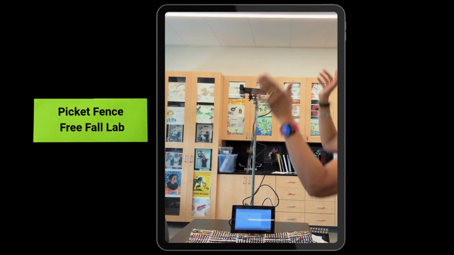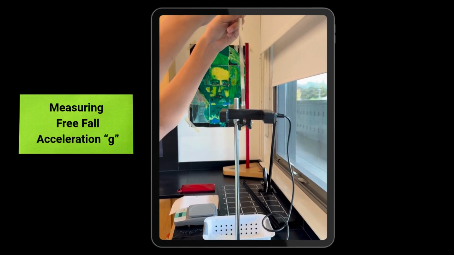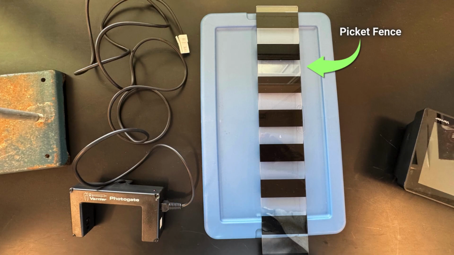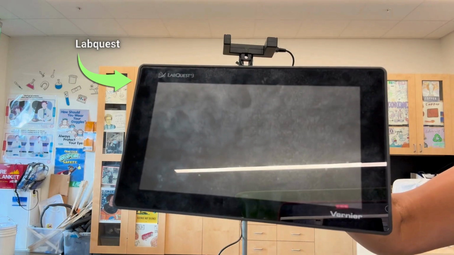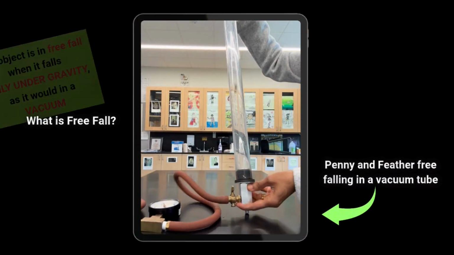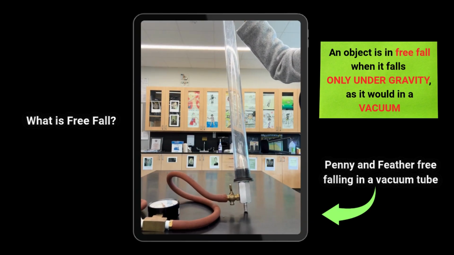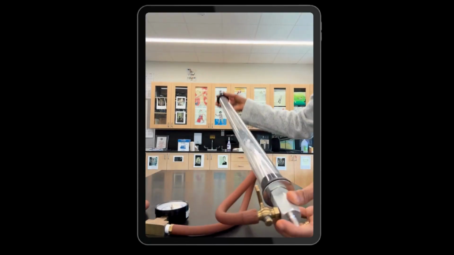The goal of this experiment is to measure the acceleration due to gravity g of a freely falling body using a picket fence, a Photogate, and a Vernier LabQuest. So what is free fall? An object is in free fall when it falls only under the influence of the gravity force, as it would in a vacuum.